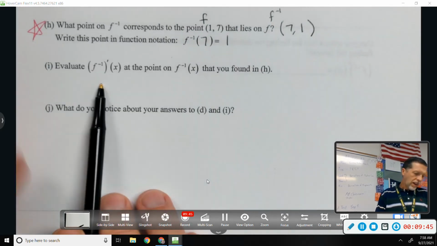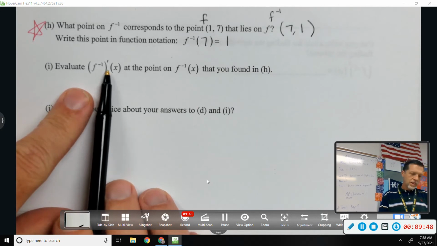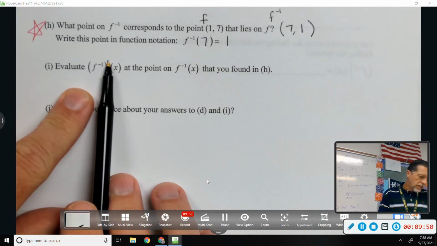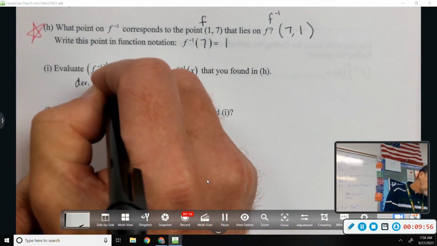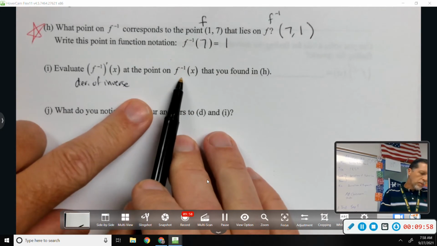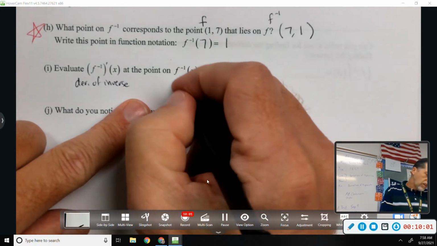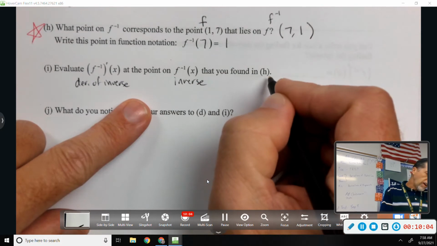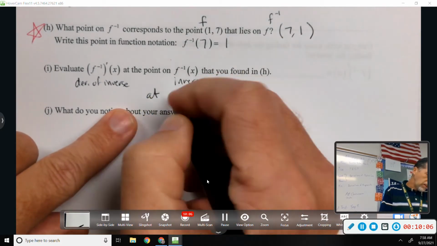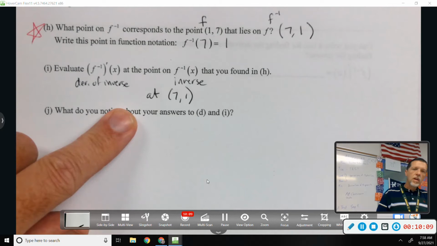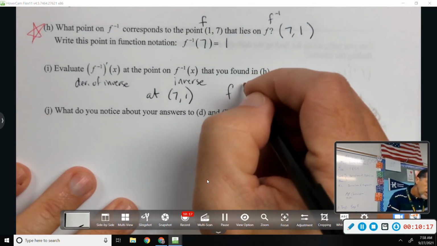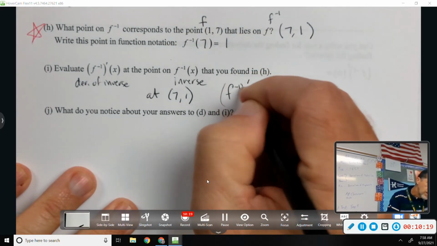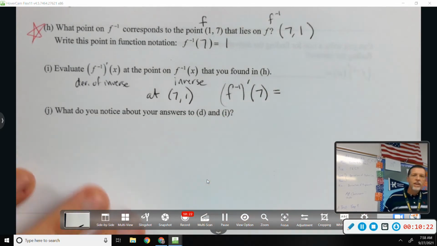Back to part I. Evaluate the derivative of the inverse at the point on the inverse that you found in H. Well, H was at (7, 1). So I want the derivative of the inverse when x is 7.